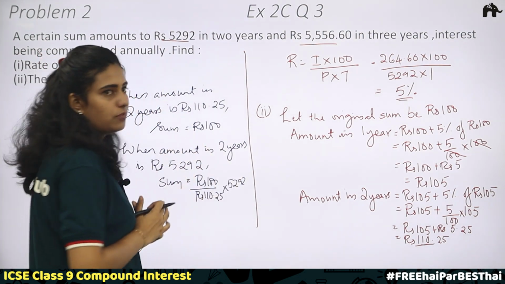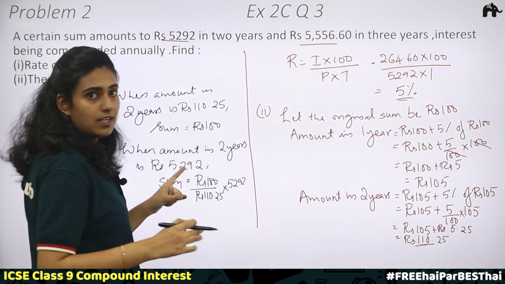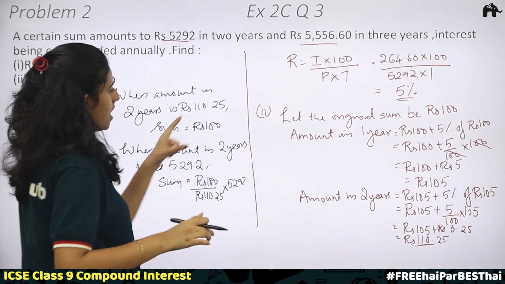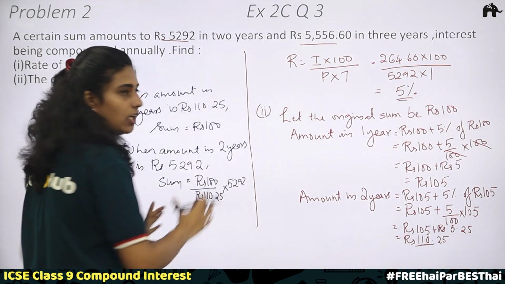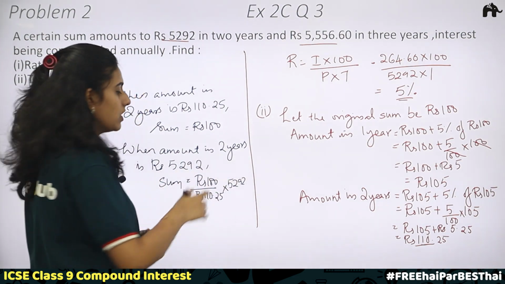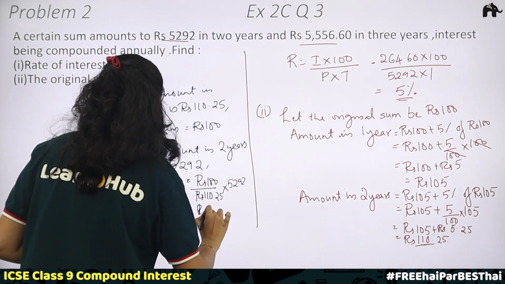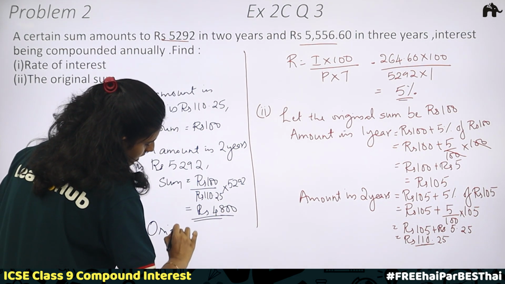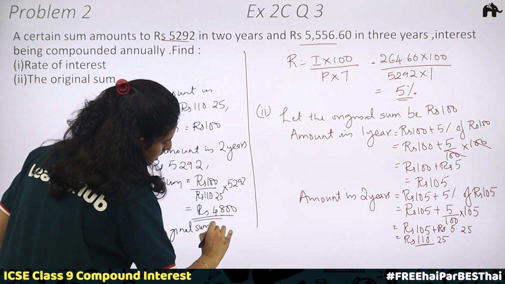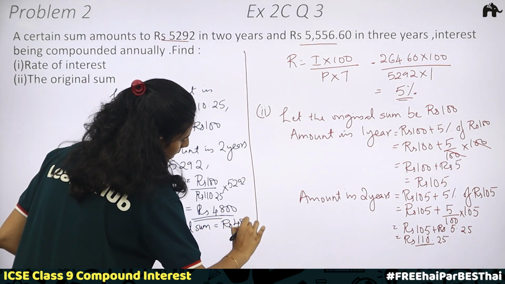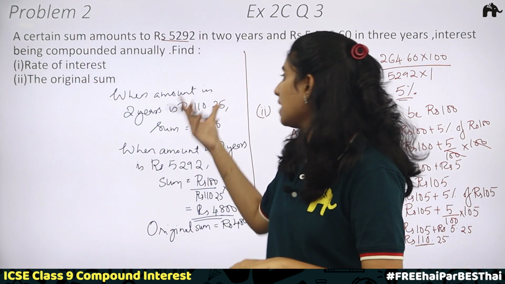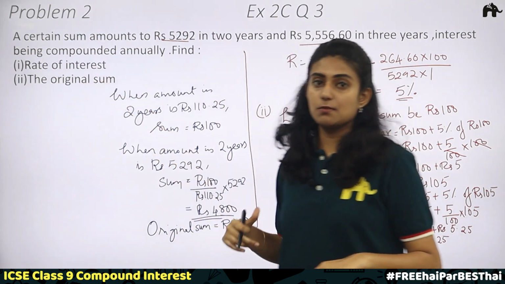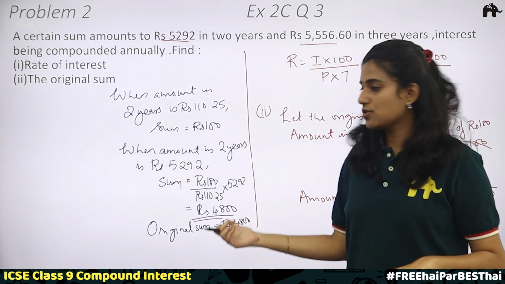For rupees 1, how to find? If the amount is rupees 1, then you will be having 1 into 100 divided by 110.25. So, here it is 5,292, so you have to multiply by 5,292. When you calculate, the final answer will be rupees 4,800. So, original sum is equal to rupees 4,800. So, in the first part of the question, we determined the rate of interest which we got to be equal to 5%. And in the second part of the question, we have determined the original sum which is rupees 4,800.